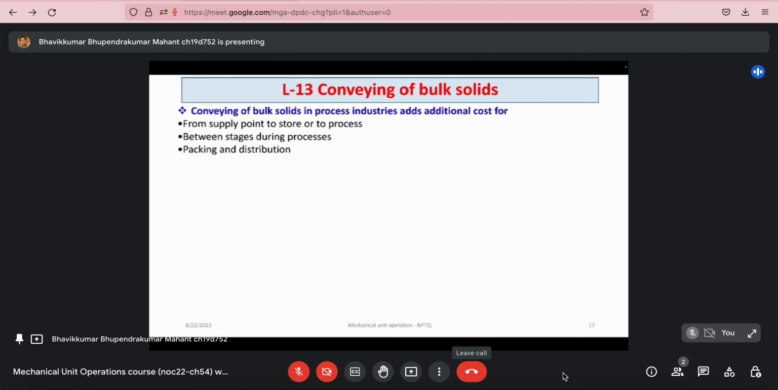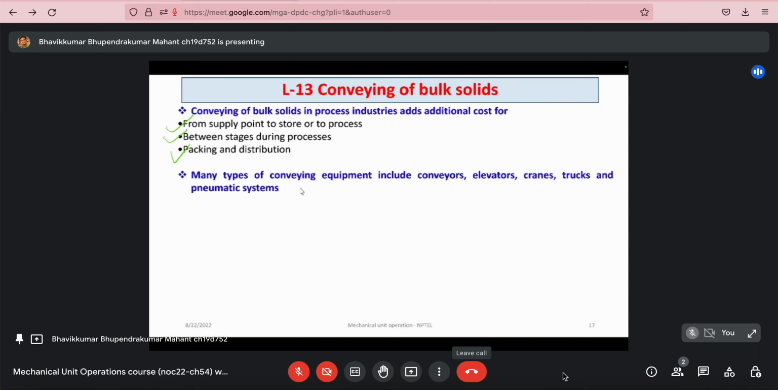For the conveying of bulk solids in the process industry, it will require additional cost. Obviously, we want to convey bulk solid from one place to another. It requires a huge amount of investment, capex, capital expenditure, and operational expenditure from the industry to operate it and do some maintenance. So additional cost is required from supply point to storing point, between the stages during the operation, packing and distribution. Everywhere we need to transport solids from one place to another, or from one process stage to another, or for packing and distribution.